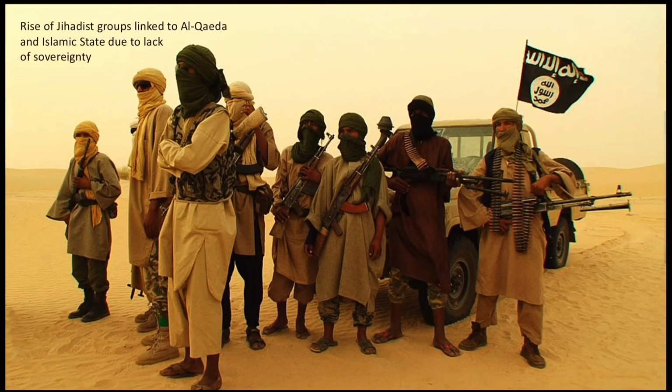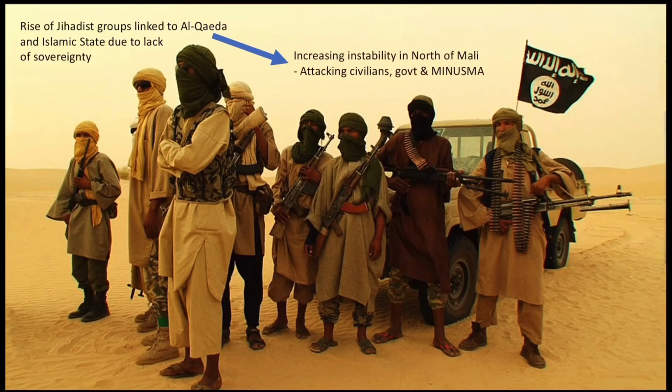And it's because there's a lack of state control. These groups can't be controlled. And because of that lack of stability, more instability has been created. They're attacking civilians, they're attacking government officials, they're attacking peacekeepers. So there have been new groups that have formed because the Malian government and the peacekeepers haven't been able to get proper control over this area.